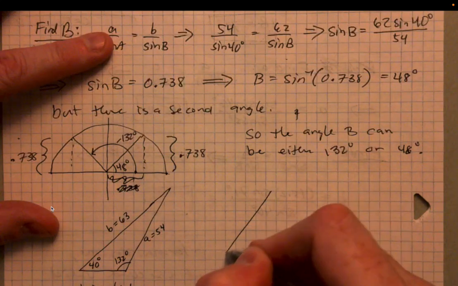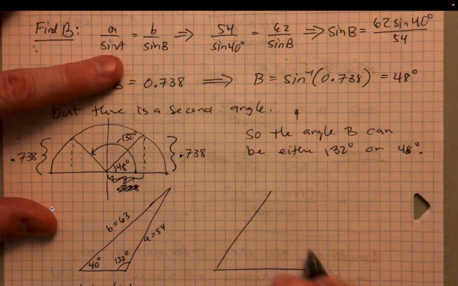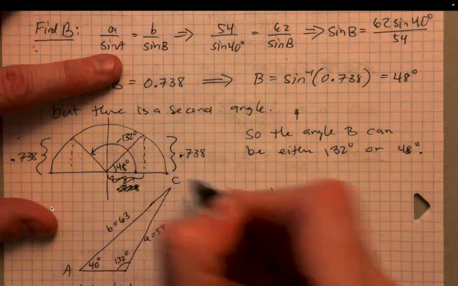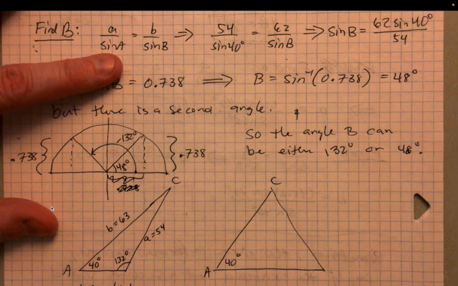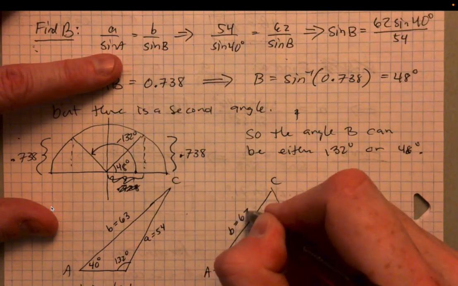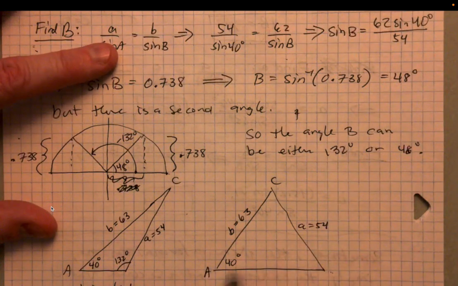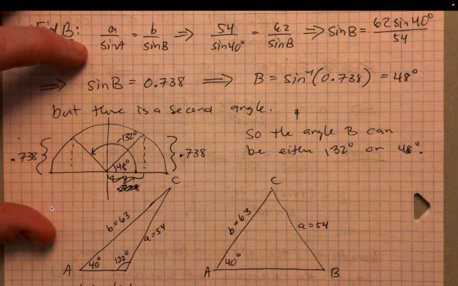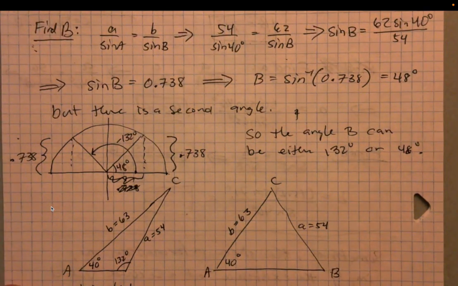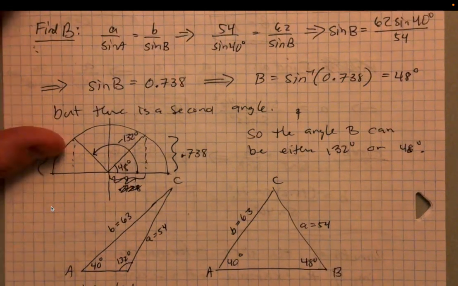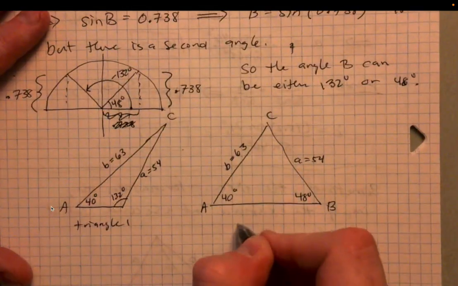The other possibility is that the triangle looks like this. I've again got my 40 degrees here. This is my A, and this is C up here. I should probably put those on there. I'm told B is equal to 63, and I'm told that A is equal to 54. I don't know C yet, but I do know angle B is 48 degrees, from right here. So this is triangle 2.